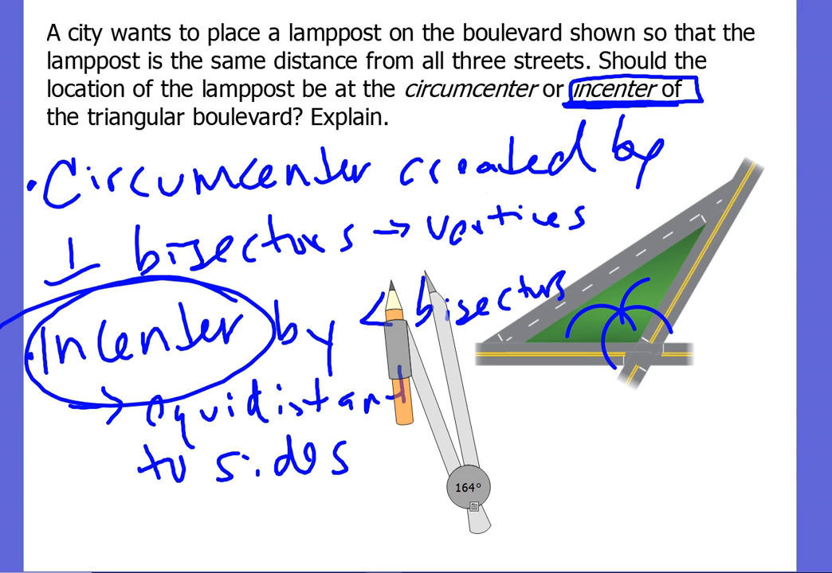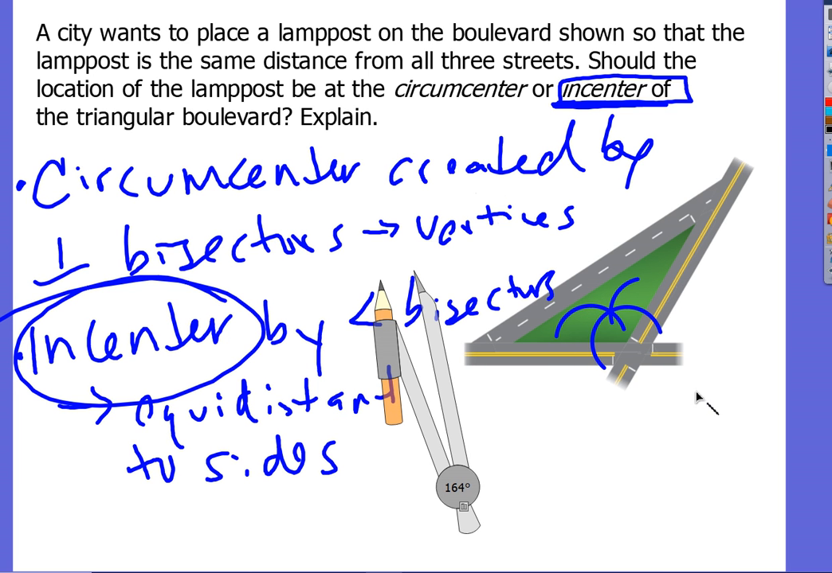What ends up happening now is that we put ourselves in a position where we can perfectly bisect this angle. Let me put my line above. So you can see we perfectly bisected this angle here.